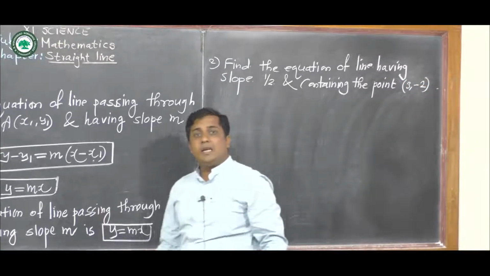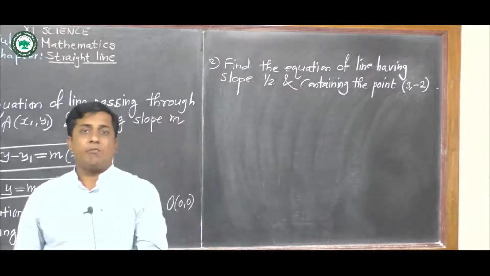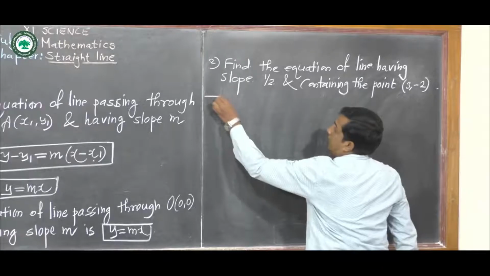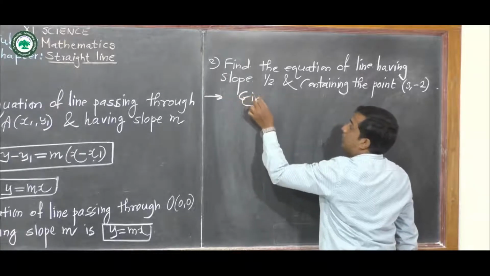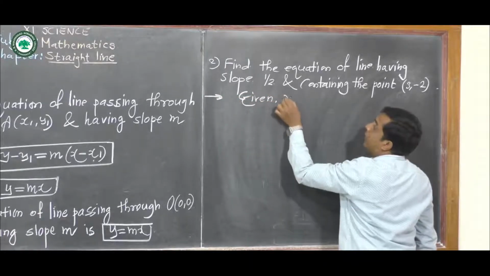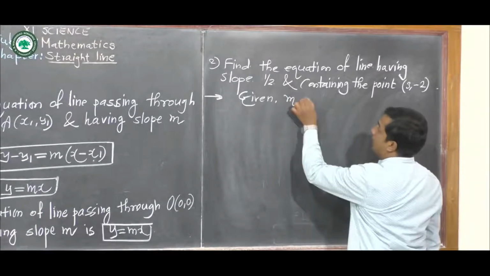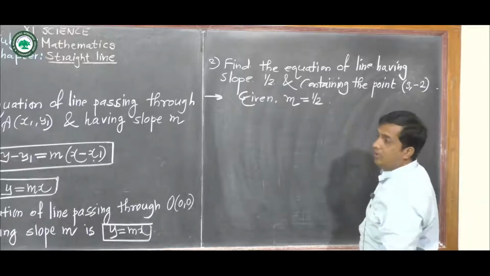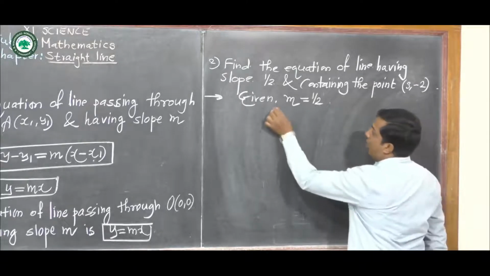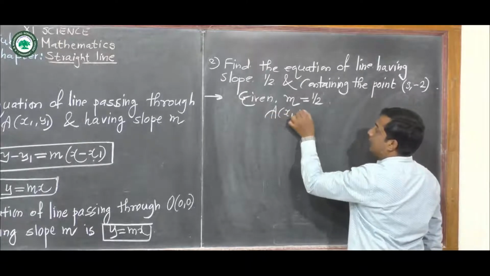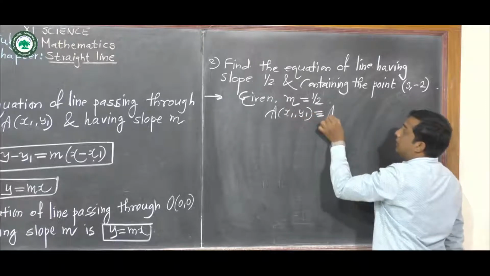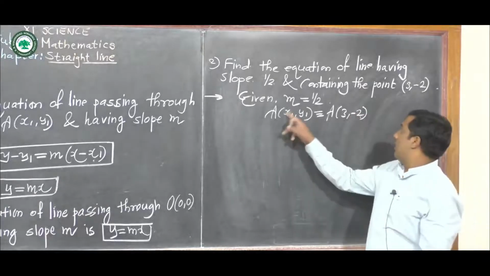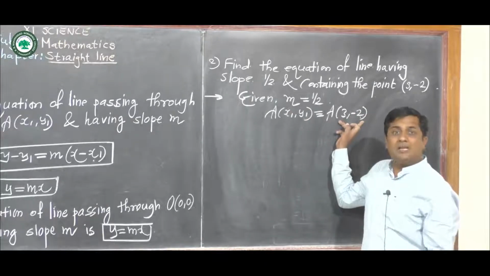Okay, so using given things we have to find the equation of the line. Let's go with the given things first. Here the slope of the line is given; m is the slope, so m is equal to 1/2. Then a point is given. Suppose this point is A of (x1, y1), which is A of (3, -2). That is, x1 is 3 and y1 is -2.